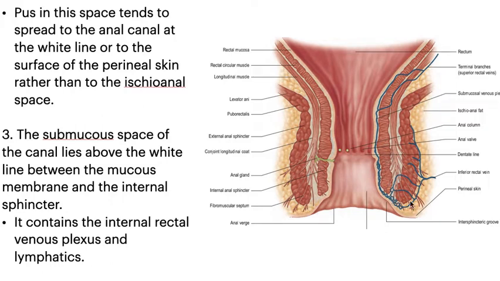The submucous space of the canal above the white line, between the mucous membrane and the internal sphincter, contains the internal rectal venous plexus and the lymphatics. Okay, between the mucous membrane and the internal anal sphincter.